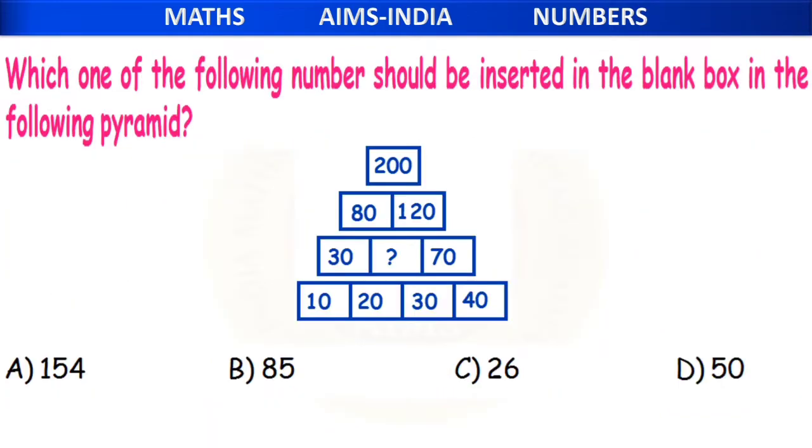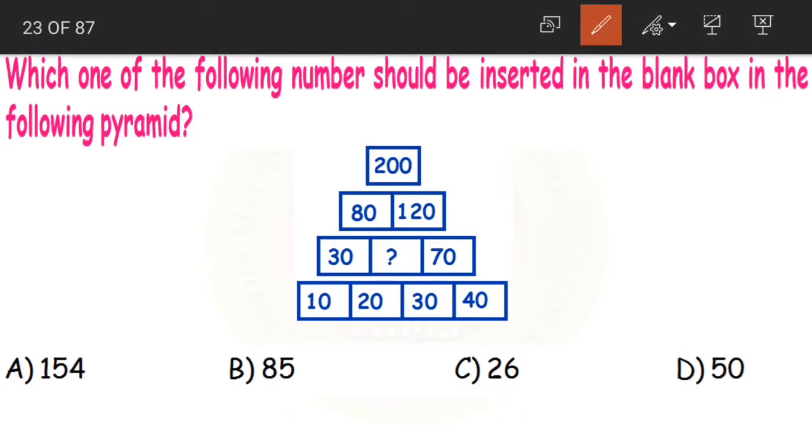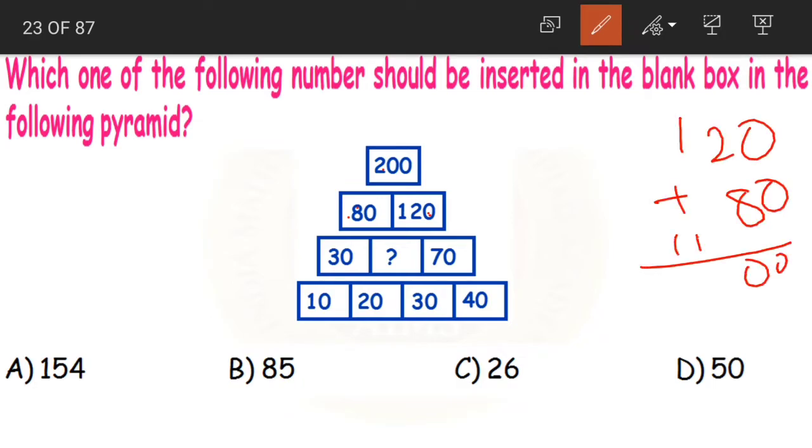Okay, children? Next question. Which of the following numbers should be inserted in the blank box in the following pyramid? Now, if you observe carefully, in a pyramid, below 200 we have 120 and 80. When we add these two numbers together, we get the upper number, that is 200. Now you can see here also 10 plus 20 is 30, 30 plus 40 is 70. Now here we have a missing number in the middle.